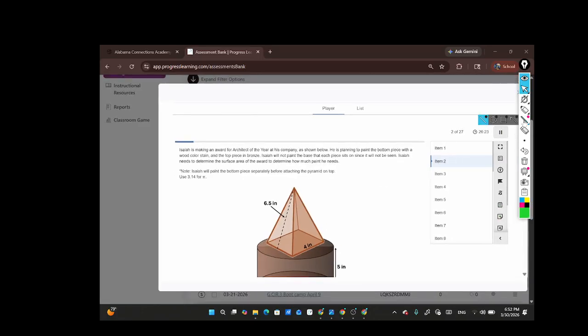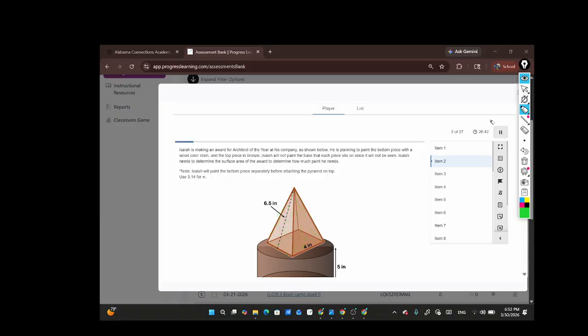So we have the top piece, this is the top piece, which is like a pyramid. So we have a cylinder and we have a pyramid.